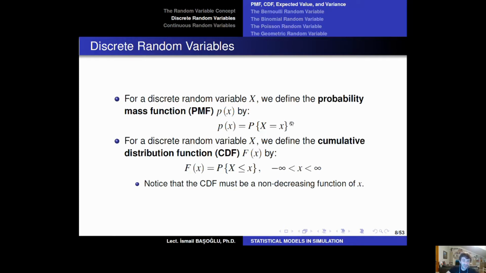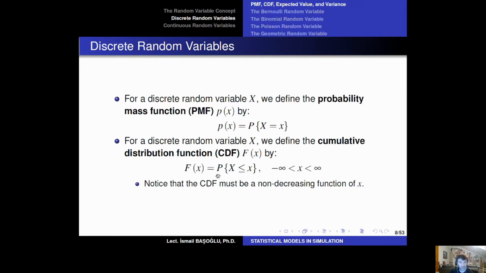Another function to represent the probability information on the random variable is the cumulative distribution function, and that is denoted by capital F of x, and capital F of x is the probability of the random variable to be less than or equal to x. So what is the probability of that random variable to take any value less than or equal to x? Again, we are talking about an arbitrary real value here. That is going to be the capital F of x, which is the cumulative distribution function.